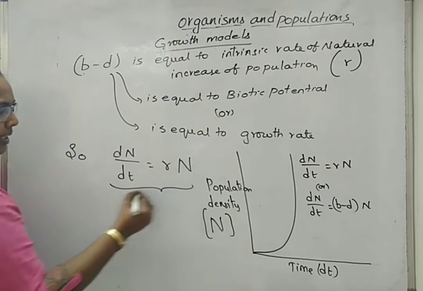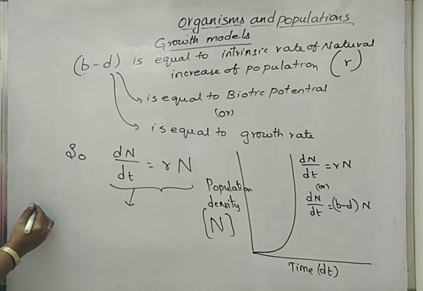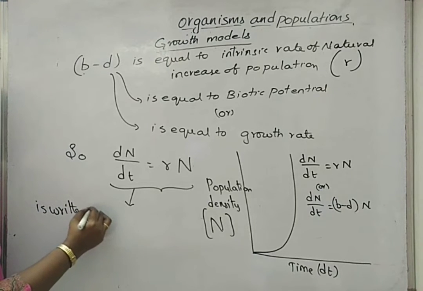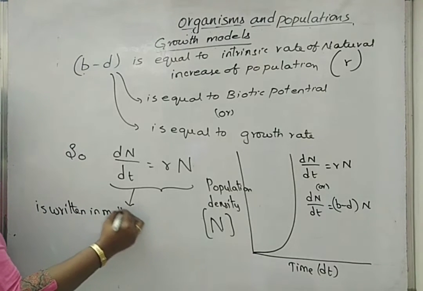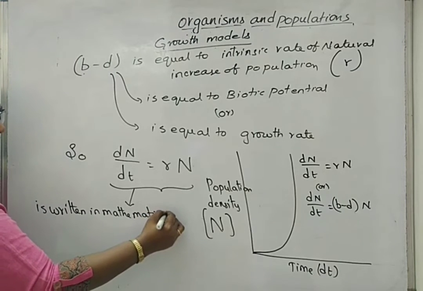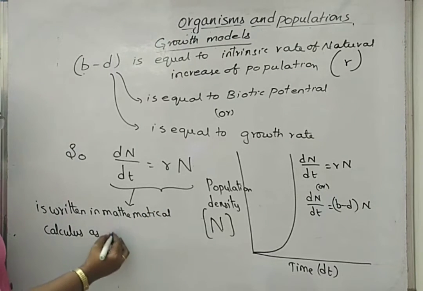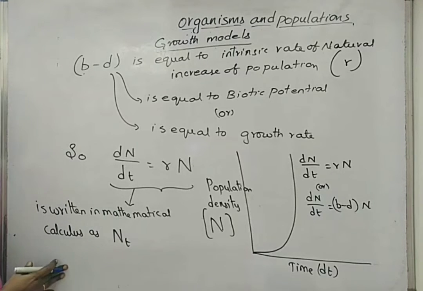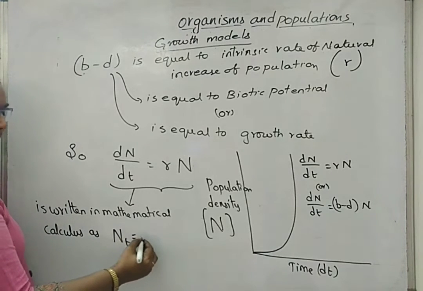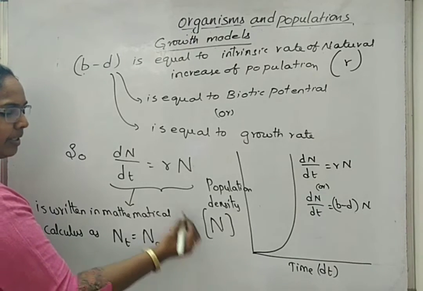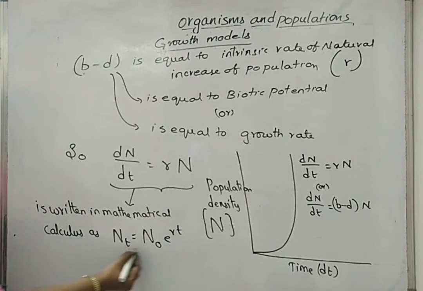This same equation in mathematical representation is written in calculus as: total population size at a time period t is equal to initial population size times e power rt. What is this e, r and t? We will see now.